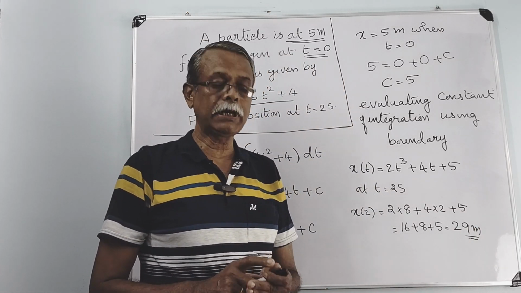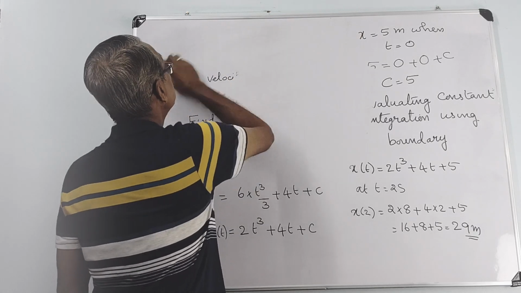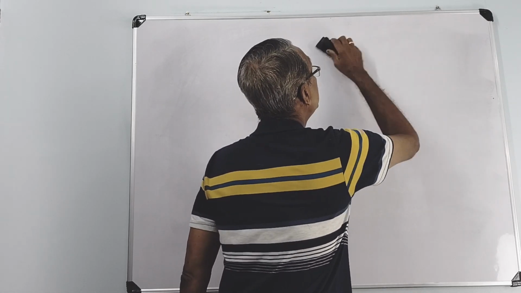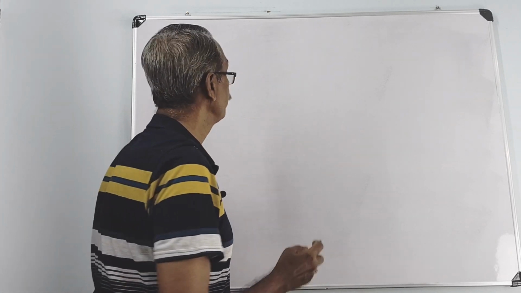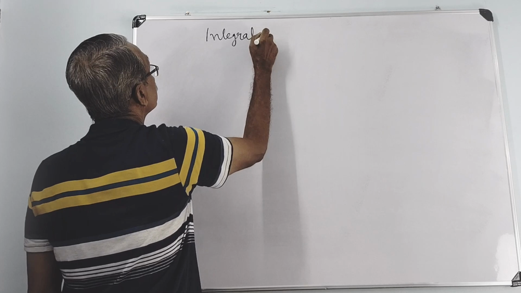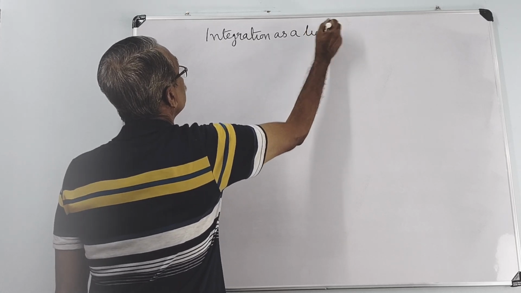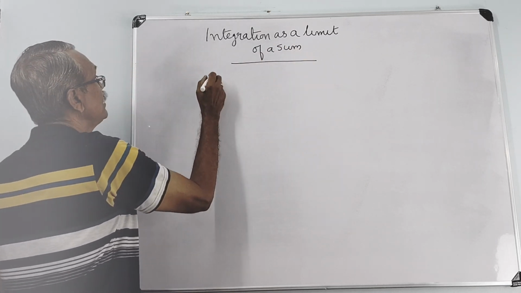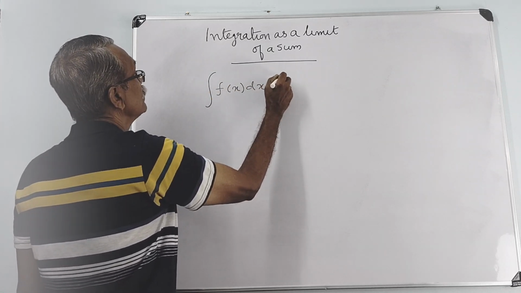Now we pass on to the next aspect of integration, which is a very important concept. That is integration as the limit of a sum. Differentiation is the limit of a ratio. In the same way, integration is the limit of a sum. Therefore, the next concept is integration as a limit of a sum. We have to find integral f(x) dx. This is what we have to calculate.